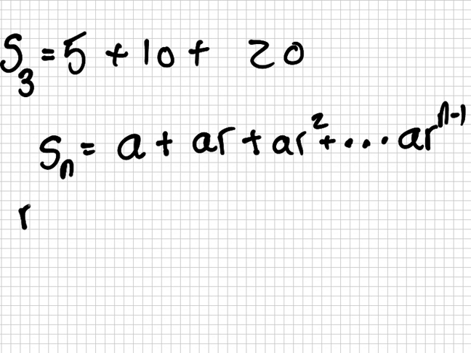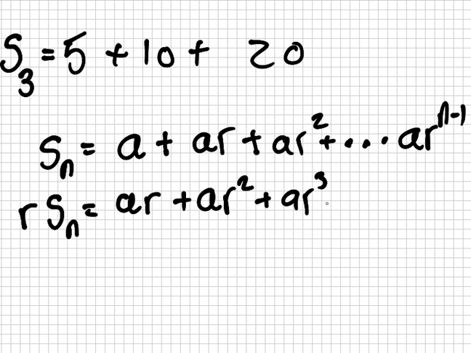Now, for this proof, what we do is we write down what is r times Sn. So, A and A r squared, you multiply all of them by r. So what's first? A r, and next? A r squared. A r cubed, etc. And then at the end we have A r to the n.